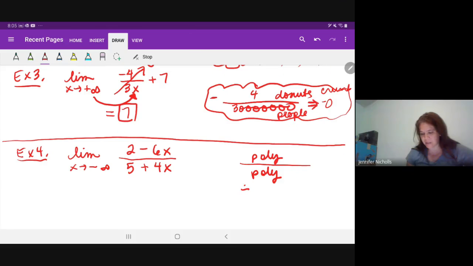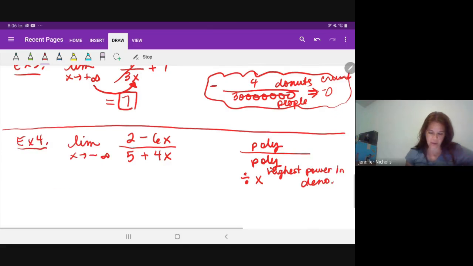So my plan is going to be to divide by x to the highest power in the denominator. Okay, and I'm going to show you one later that the exponents do not match at the numerator and the denominator. Okay, so what's the highest power?